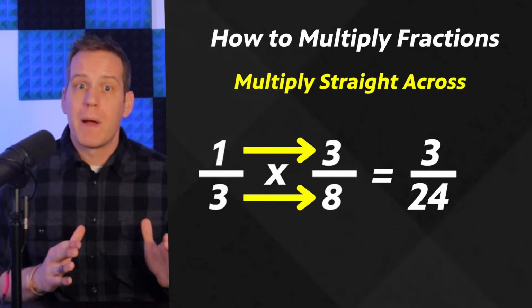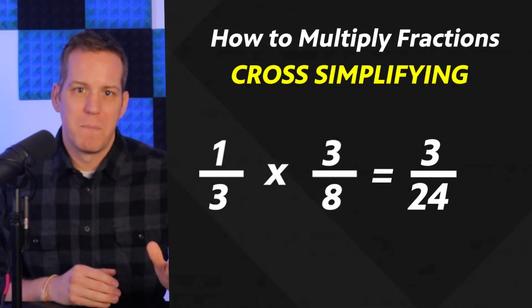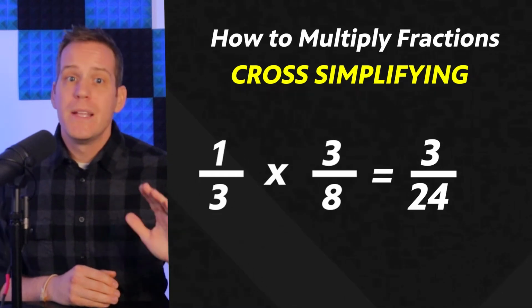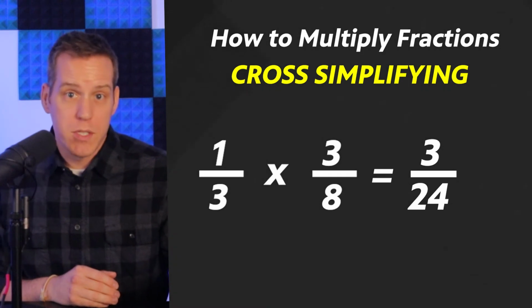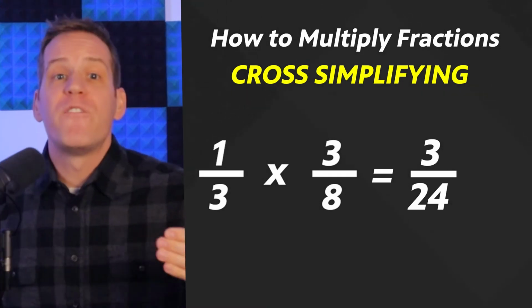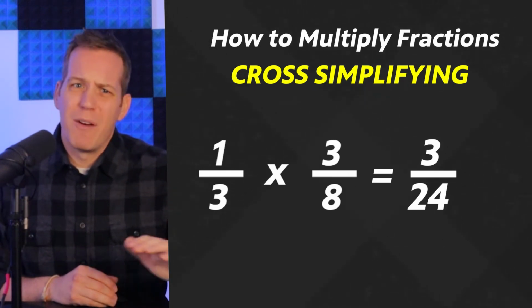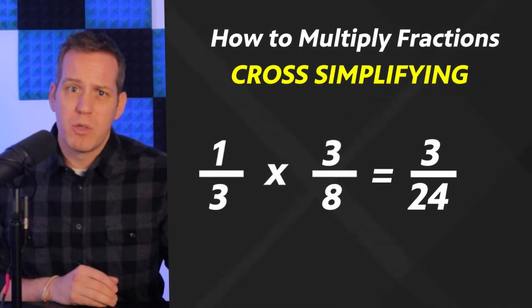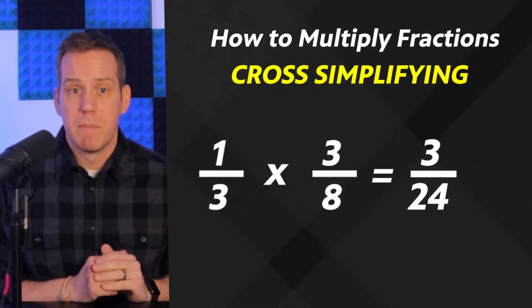So let's start by learning the basic way of doing something called cross-simplifying. It works like this. Instead of multiplying straight across and then simplifying 3/24, we can simplify before we multiply. Now again, I get that this is a small number and that it really isn't that hard to simplify 3/24, but by learning this skill, you'll be prepared to solve even harder problems.